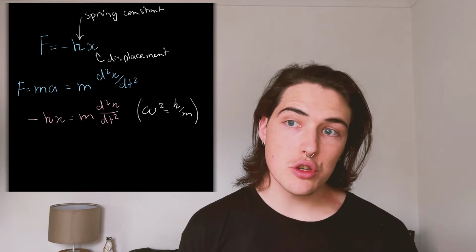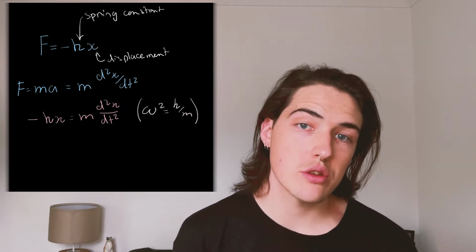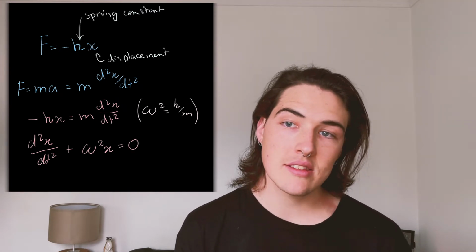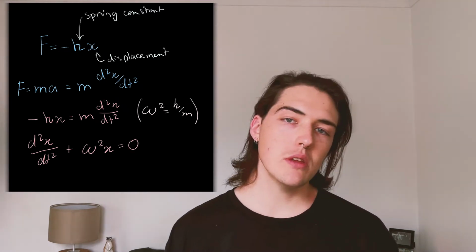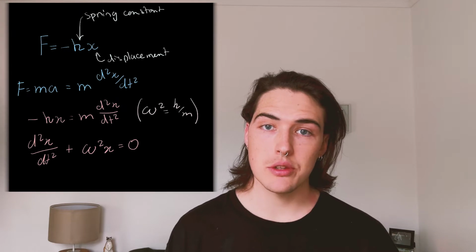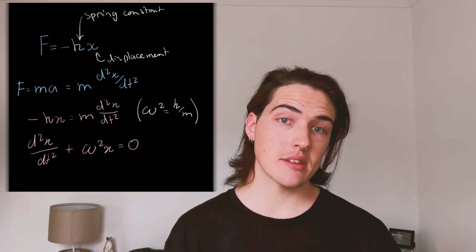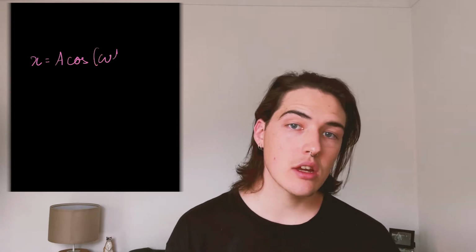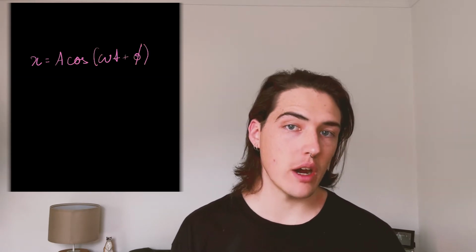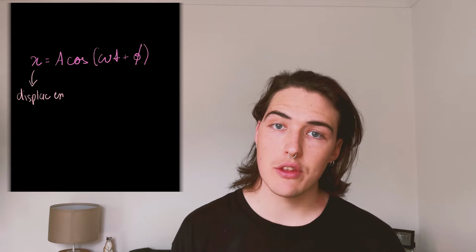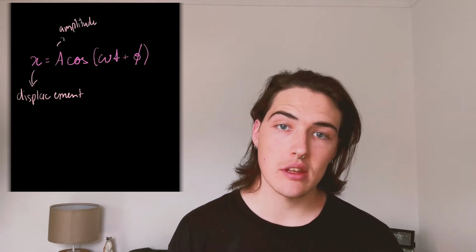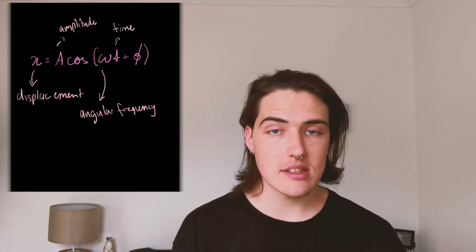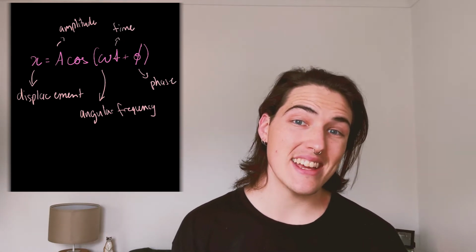When we make this substitution, we get what's called an ordinary differential equation, d²x/dt² plus omega squared x equals 0. There are actually many possible solutions to this equation, but we're going to take the general case. When you solve this, you get an equation that looks like this: x equals A cos(omega t plus phi), where x is the displacement of the object, A is the amplitude of oscillation, omega is the rotational frequency of the object, t is the time, and phi is a constant that gives the phase of this oscillation.